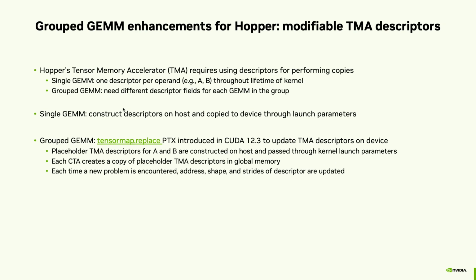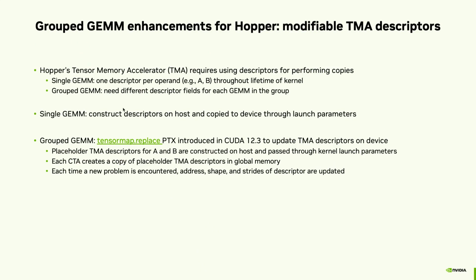that is before we perform any TMA copies or MMAs, each CTA will make their own copy of these placeholder descriptors in global memory. Each time that the CTA encounters a different problem in the group, it will use this tensormap.replace PTX to update fields of the TMA descriptors to what will be needed for that gem. And it'll then use these updated TMA descriptors when performing copies. So through this new feature, we're able to directly represent the updates to TMA descriptors that we need on device. We don't need to deal with constructing all these different TMA descriptors on host.